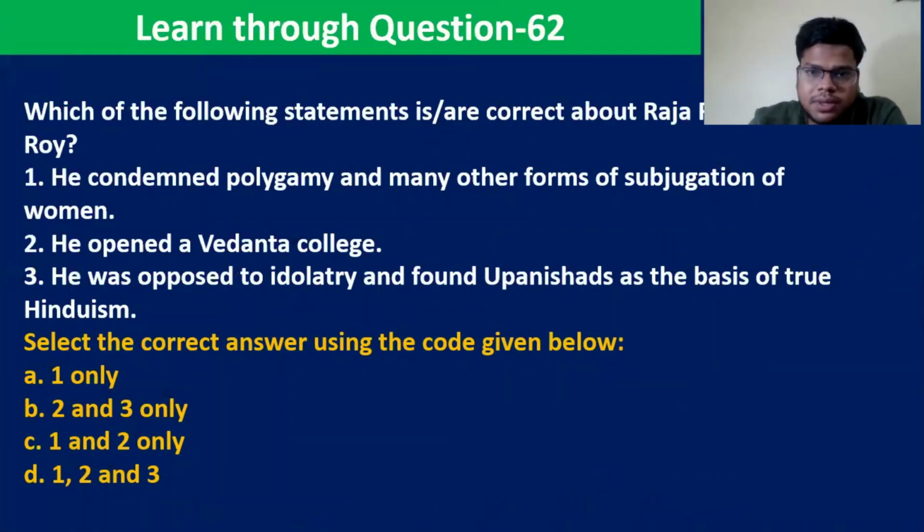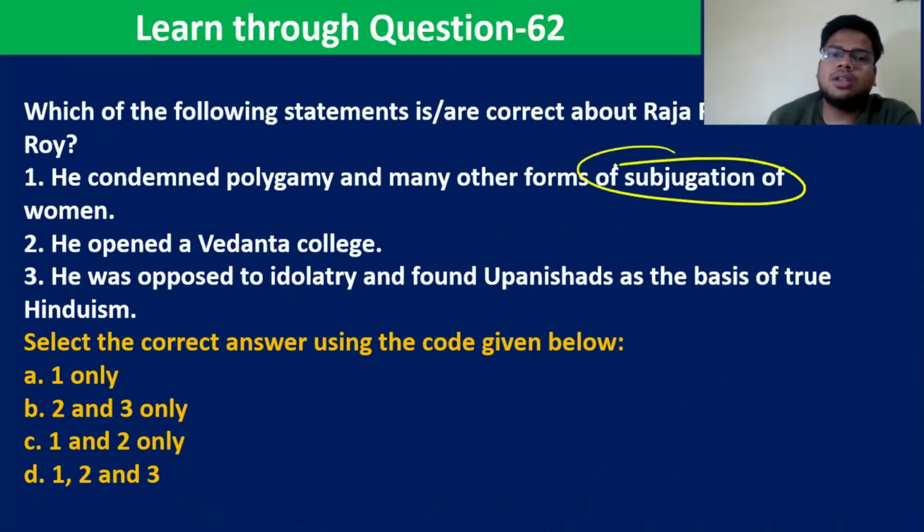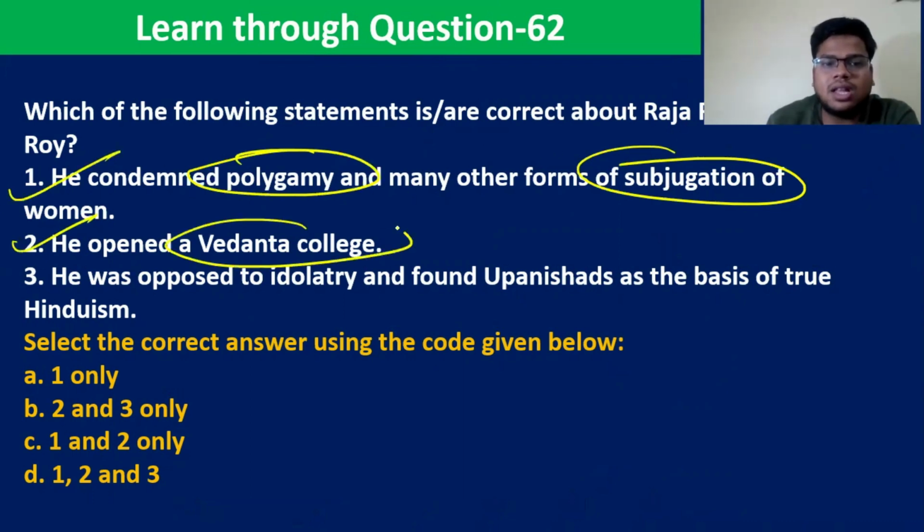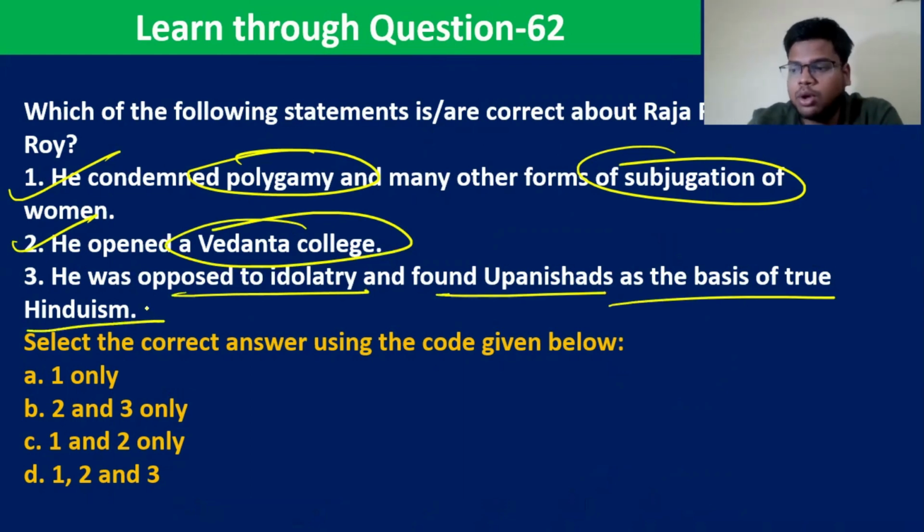Which of the following statements are correct about Raja Ram Mohan Roy? He condemned polygamy and other forms of subjugation of women. He opened a Vedanta college. He opposed idolatry and found the Upanishads as the basis of true Hinduism. You can pause the video and try the answer. We have discussed Raja Ram Mohan Roy in detail.